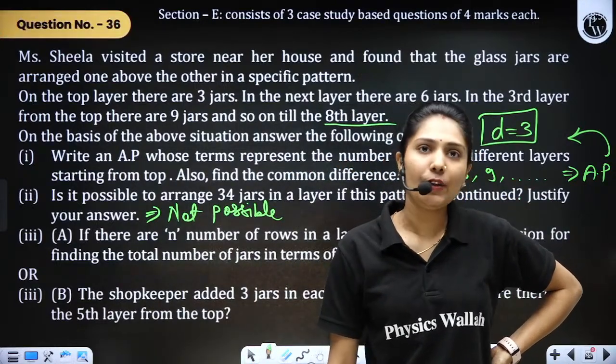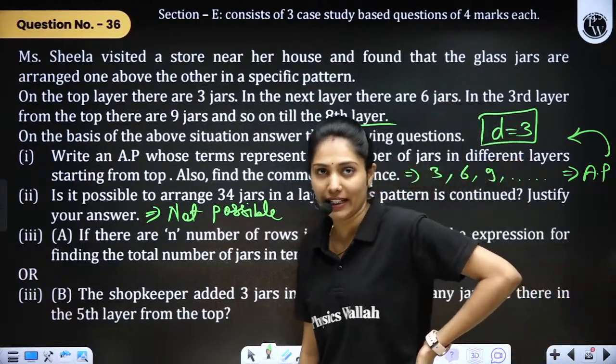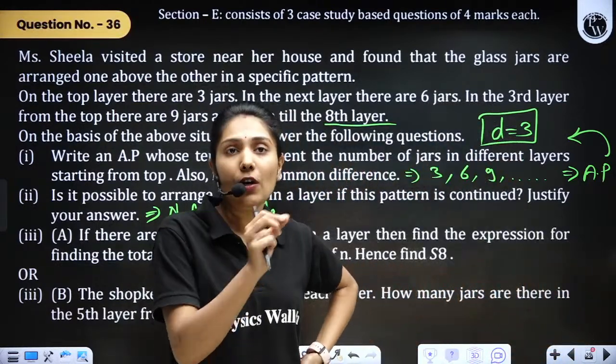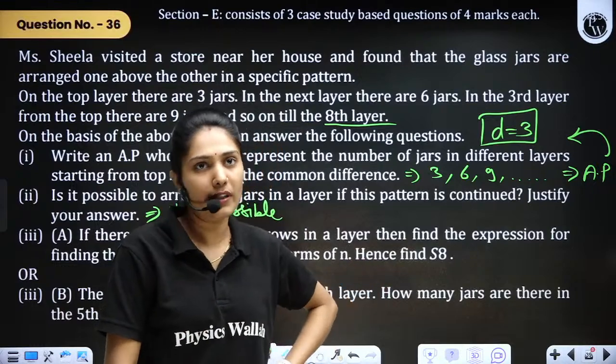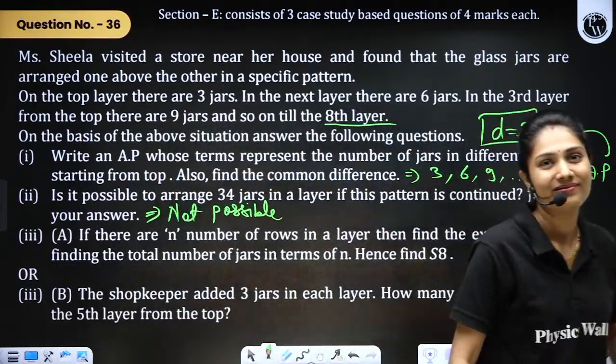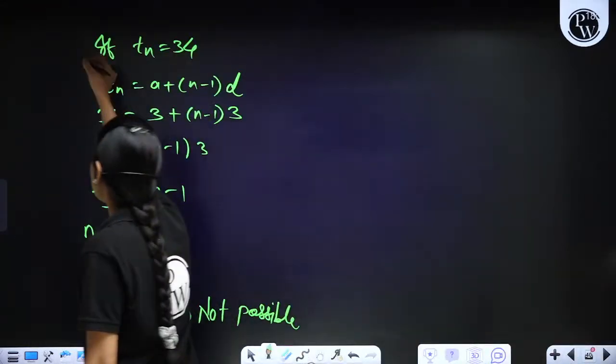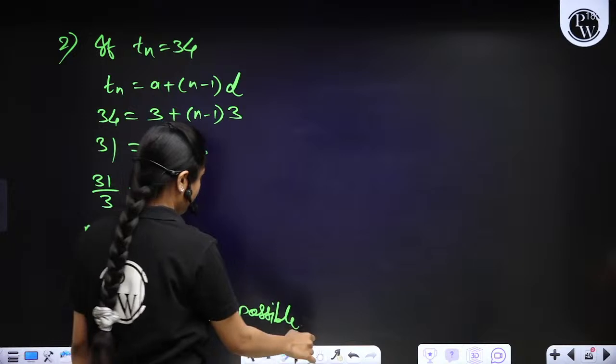Here the value of n is not given as 34. It's the value of Tn given as 34. So you can't check it in that way. Now Sn is second.